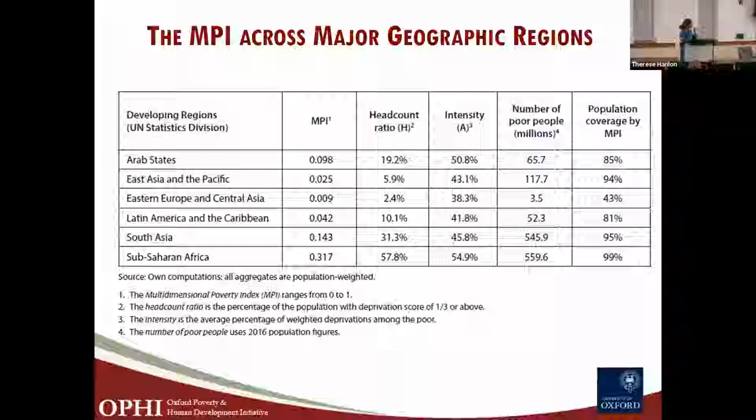And the other reason to show this slide is that although roughly the same number of people are poor in sub-Saharan Africa and South Asia, South Asia has many more people. And so on average, 31.3% of people in South Asia are poor, and nearly 58% of people in sub-Saharan Africa. So again, the extent of poverty is much higher.